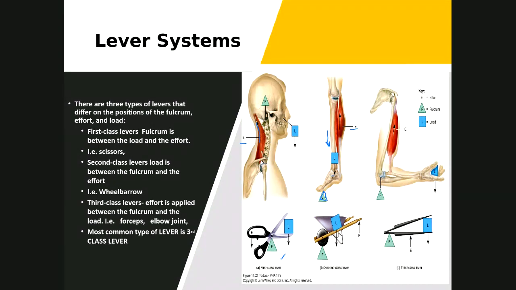The third class is the most common one. Okay, so the third is the most common type of lever system, and this is where the effort, which in this case would be the muscle, is applied between the fulcrum and the load. An example would be forceps. So the fulcrum would be the elbow joint, the load is how much we're lifting, and the contraction of the muscle would be the effort. So the third class is the most common lever system in the body.